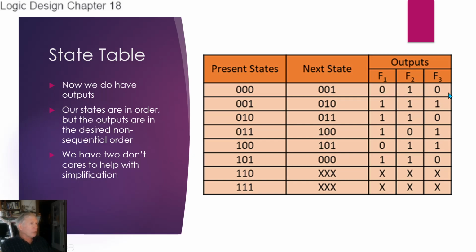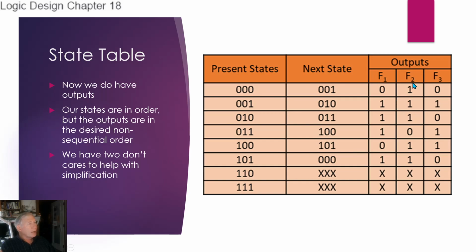But if we used LEDs, no problem. We just hook up LEDs to these outputs. And so F1 would drive this LED, and F2 would drive the next LED, and F3 would drive the next. And you could look at the LEDs, and it'd be off, on, off, and here it'd be on, and on, off, and so forth. And then we'd have some don't cares down here to simplify our K-maps. All right, so this is what our state table would be.